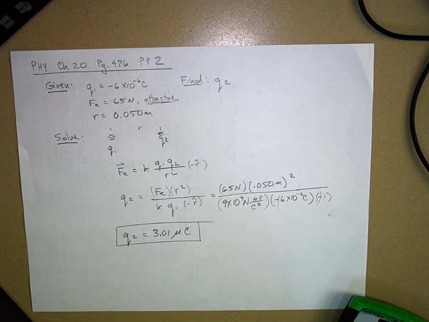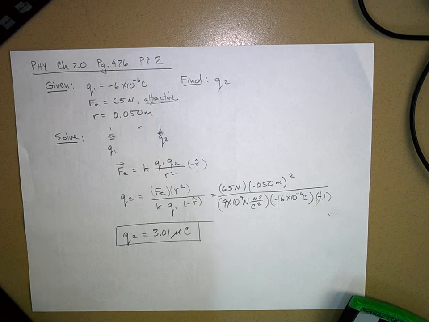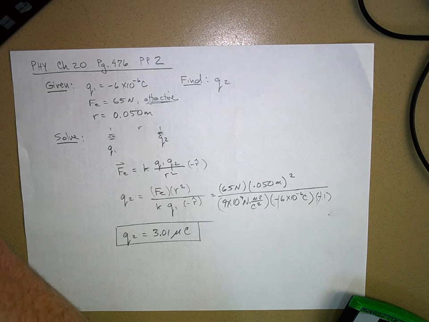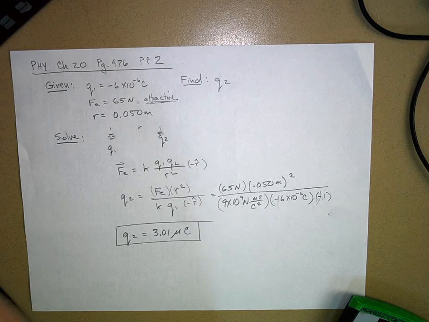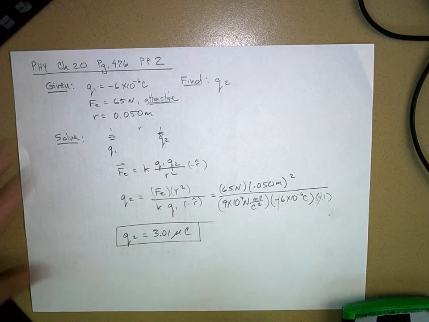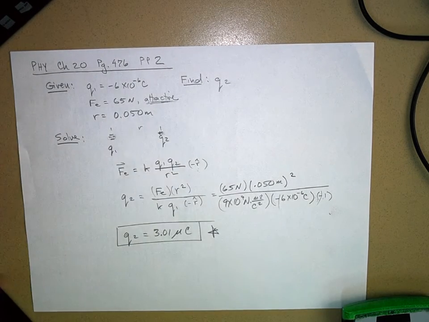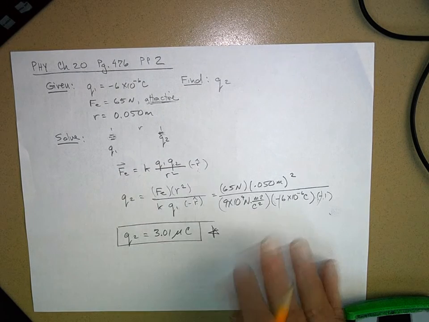Now I'm going to check my answer. Where is my answer? This is number 2. Yep, 3 times 10 to the negative 6 coulombs. Boom. I checked my work. I put a star next to it. Even I put stars next to things that I got right.